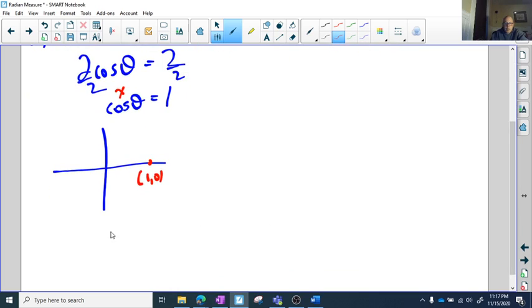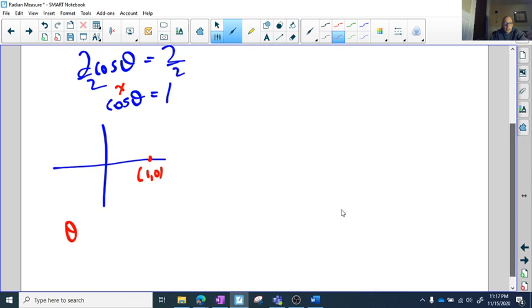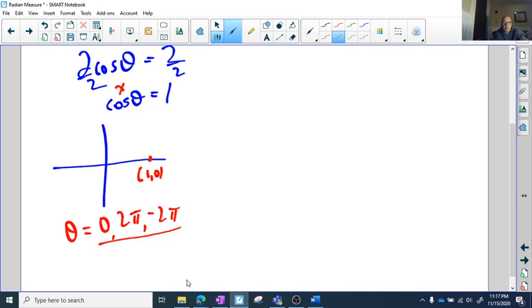Here's the reason I was saying that. These x's, yeah, they're theta. So theta could be 0 in radians, or if I did a full turn, 2 pi. Going the other way, it could also be -2 pi. There's your three possible answers.